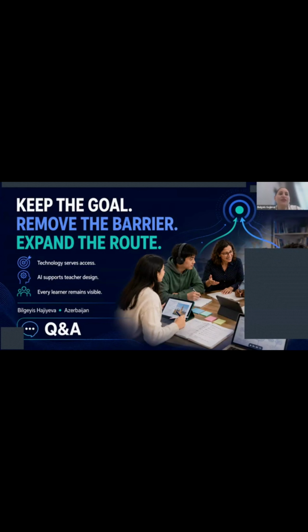To finalize my presentation, I would like to leave you with 3 final ideas. First, keep the goal. Inclusive differentiation should preserve meaningful learning and high expectations. Second, remove the barrier. Look carefully at the task, format, pace, environment, and response mode before assuming that the problem belongs to the learner. Third, expand the road. Use technology and AI to provide access, meaningful choice, and useful feedback.